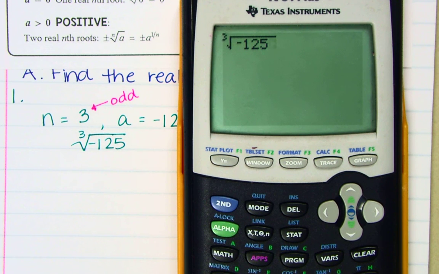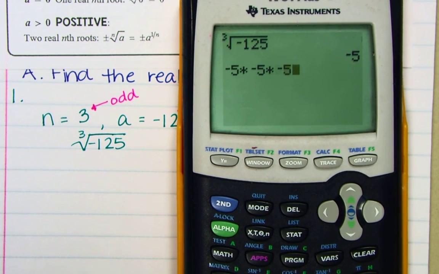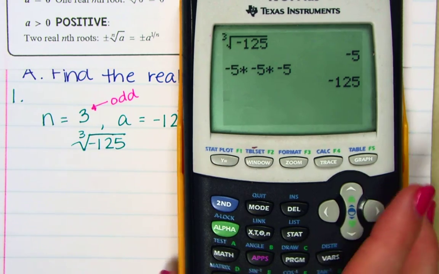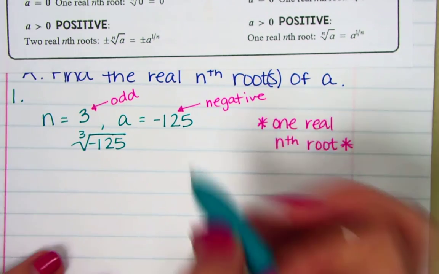Okay, but before I push enter, who knows what times itself 3 times equals negative 125? 5. All right, 5, but not positive 5. Negative 5, right? Yes. 5 times 5 times 5 is 125. Negative 5 times negative 5 times negative 5 is negative 125. Okay, so that's our answer here.